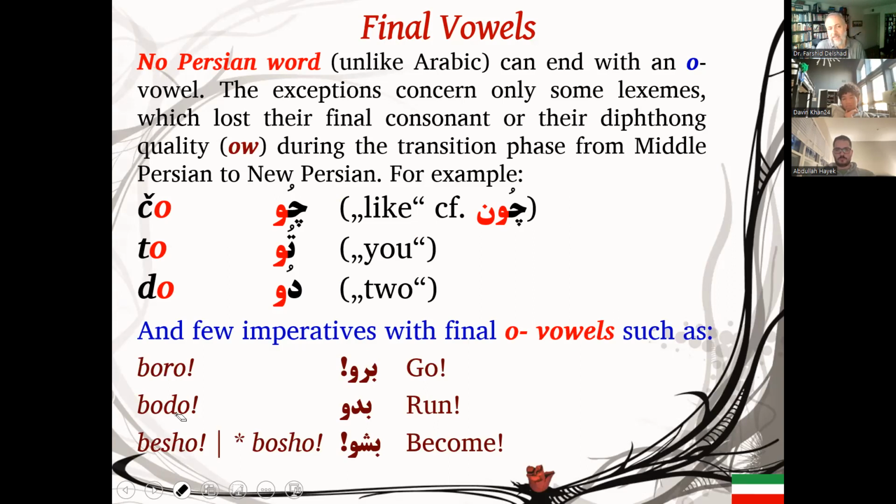What I mean by that is that even those short vowels O were originally chov, tov, and dov, and then later on became cho, to, do. It means it is not really an O, it was an ov. So I tell you it is different from Arabic, because in Arabic a word can end with a short vowel O or A or E.